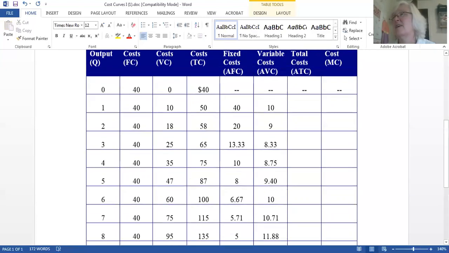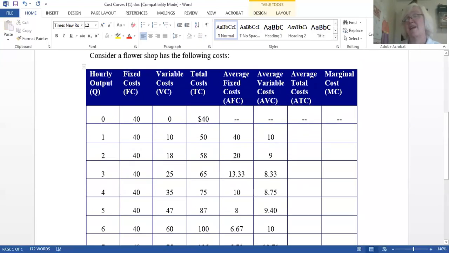Now, to get the average total cost, there's 2 ways that you can do this. And again, relationships, okay? Just as we know fixed plus variable is total, we can do average fixed plus average variable will get me average total. Okay, so let's try that. So 40 for 1 unit, 40 plus 10 should give me 50.